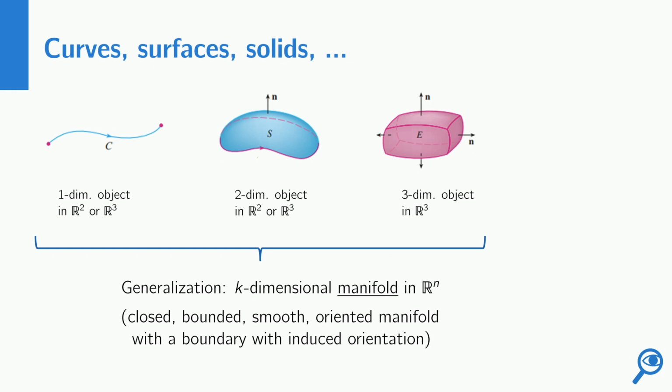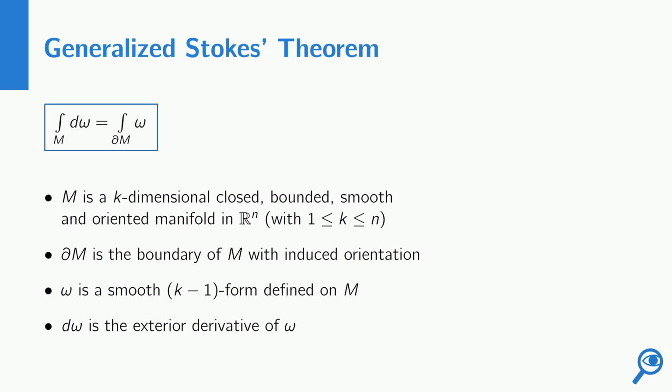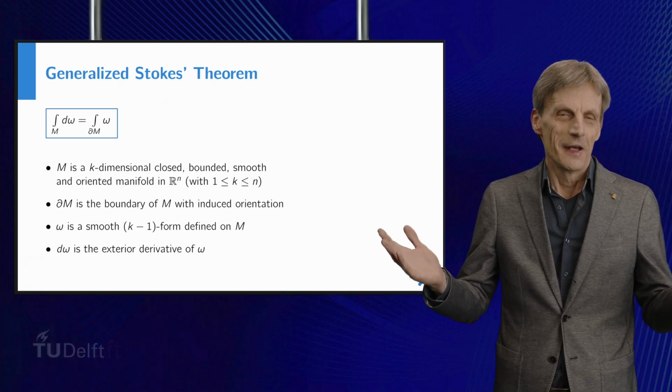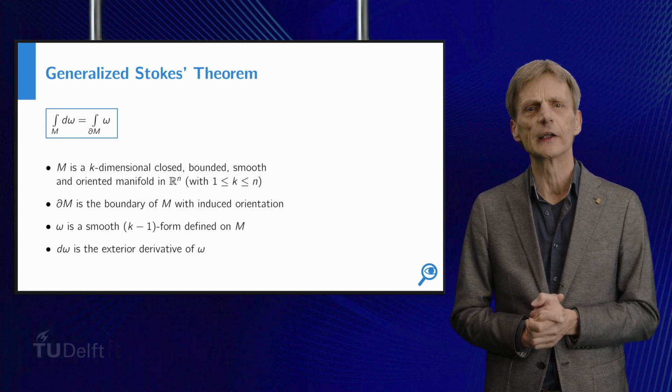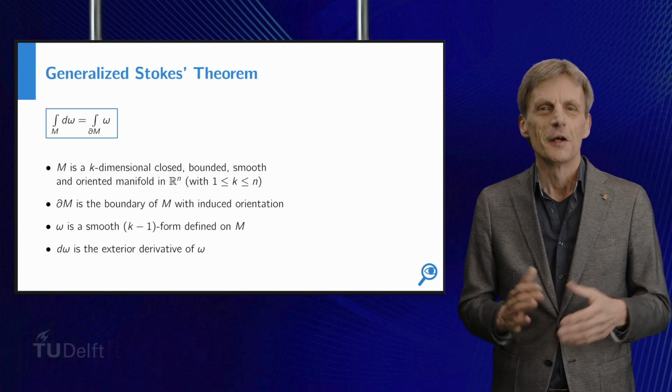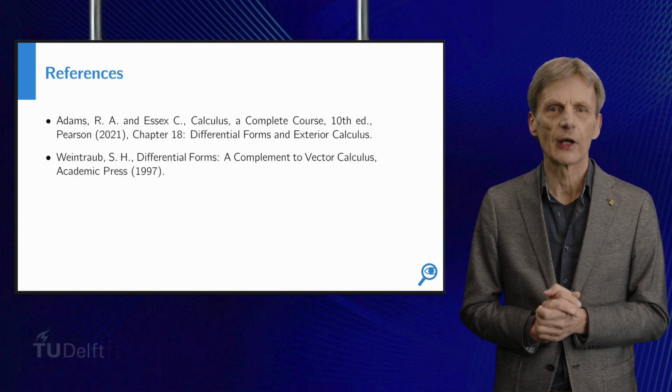We have now reached a point where we can state generalized Stokes' theorem. Here it is. The integral of dω over M is equal to the integral of ω over ∂M, where M, ∂M, ω and dω satisfy the specifications shown here. As you can see, there's quite a bit of math contained in this theorem that is not covered in the first-year calculus course. For those of you who would like to do some further reading, here are some references I could recommend.